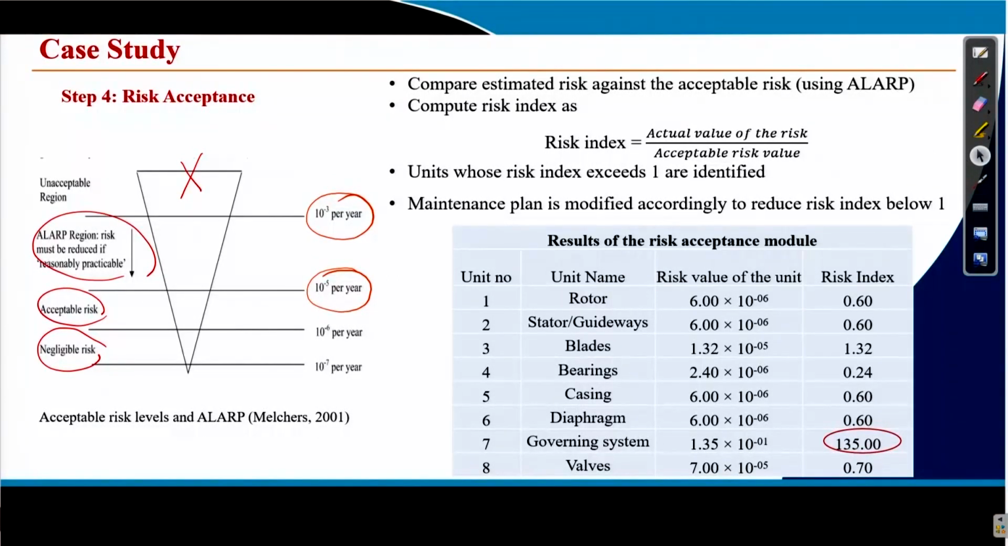As per this criteria, for the governing system we basically talk about within the LRP level, just below the unacceptable level 10 to the minus 3, which is considered the starting point. This is some kind of stepwise improvement you are talking about. Now your risk value is 1.35 10 to the minus 1. So you want to reduce it to 10 to the minus 3. If you achieve this, next time again you target 10 to the minus 5. So that is the way it should be done.